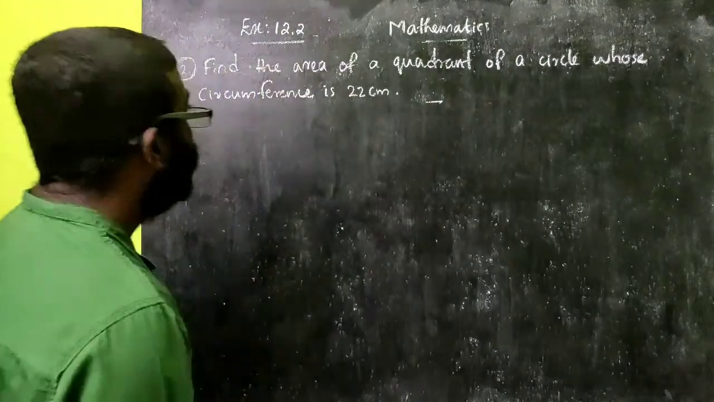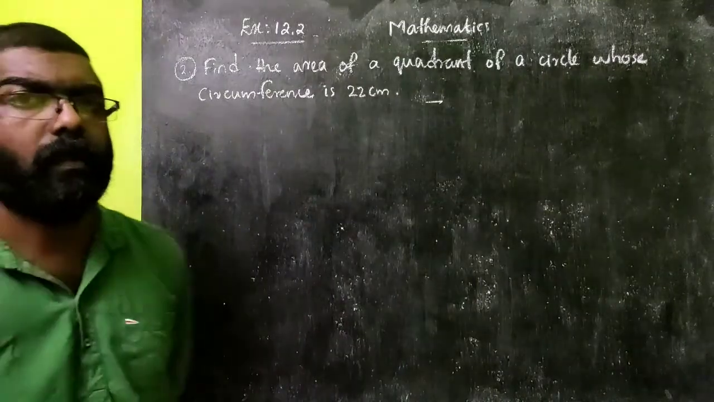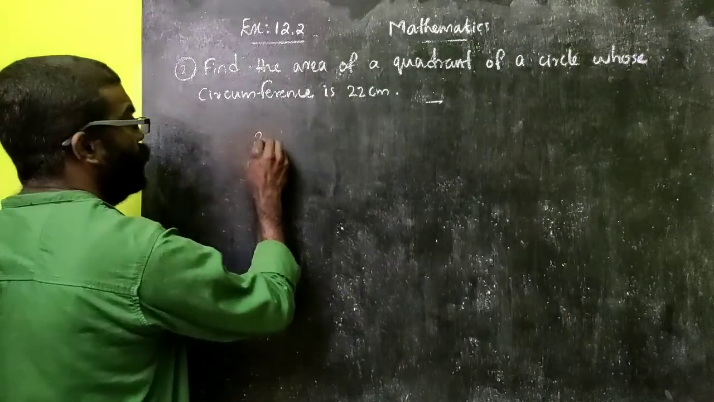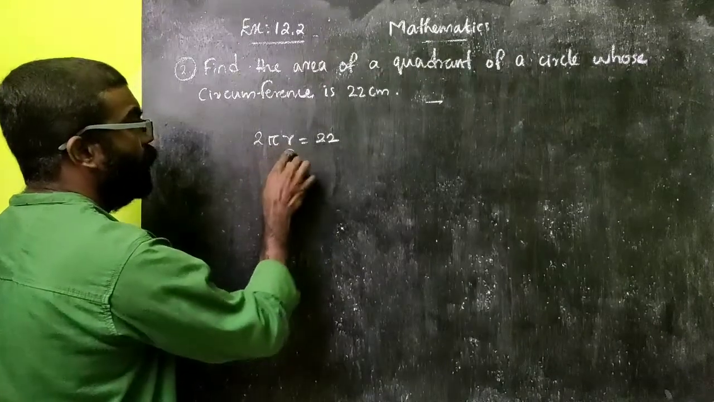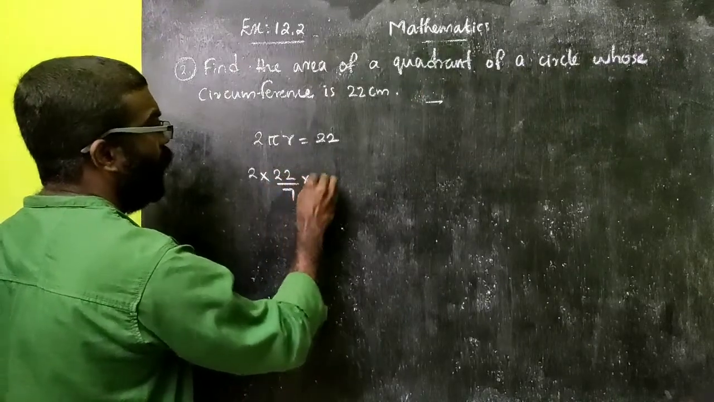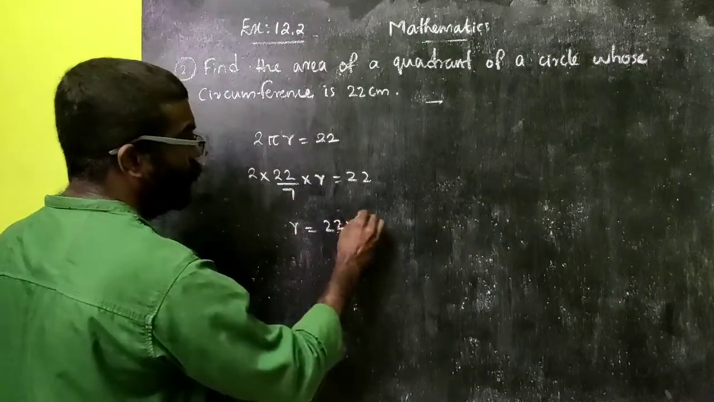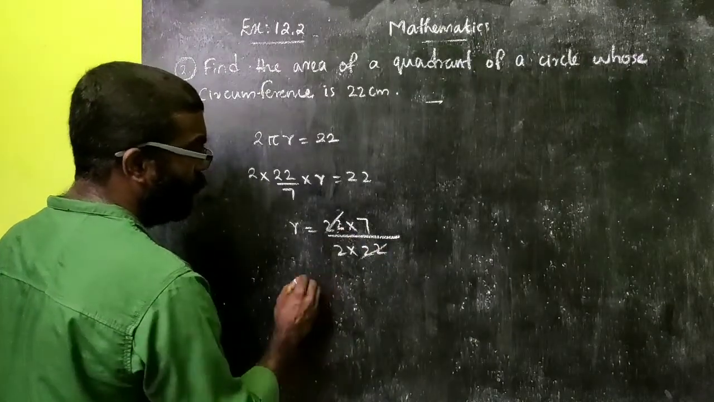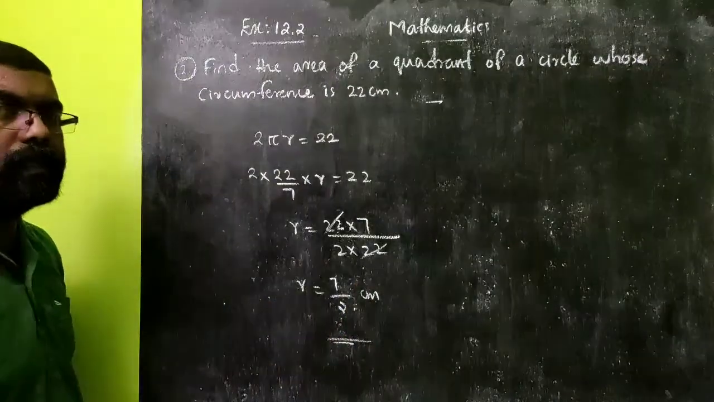Next question is, find the area of a quadrant of a circle whose circumference is 22 centimeter. The circumference of the circle is given. We know the formula 2 pi r. So given 2 pi r is equal to 22 centimeter. And from this we can find the value of r. 2 into value of pi is 22 by 7 into r, which is equal to 22. Or r is equal to 22 into 7 divided by 2 into 22. Here 22 and 22 we can cancel. r is equal to 7 by 2 centimeter. Okay, radius is 7 by 2.